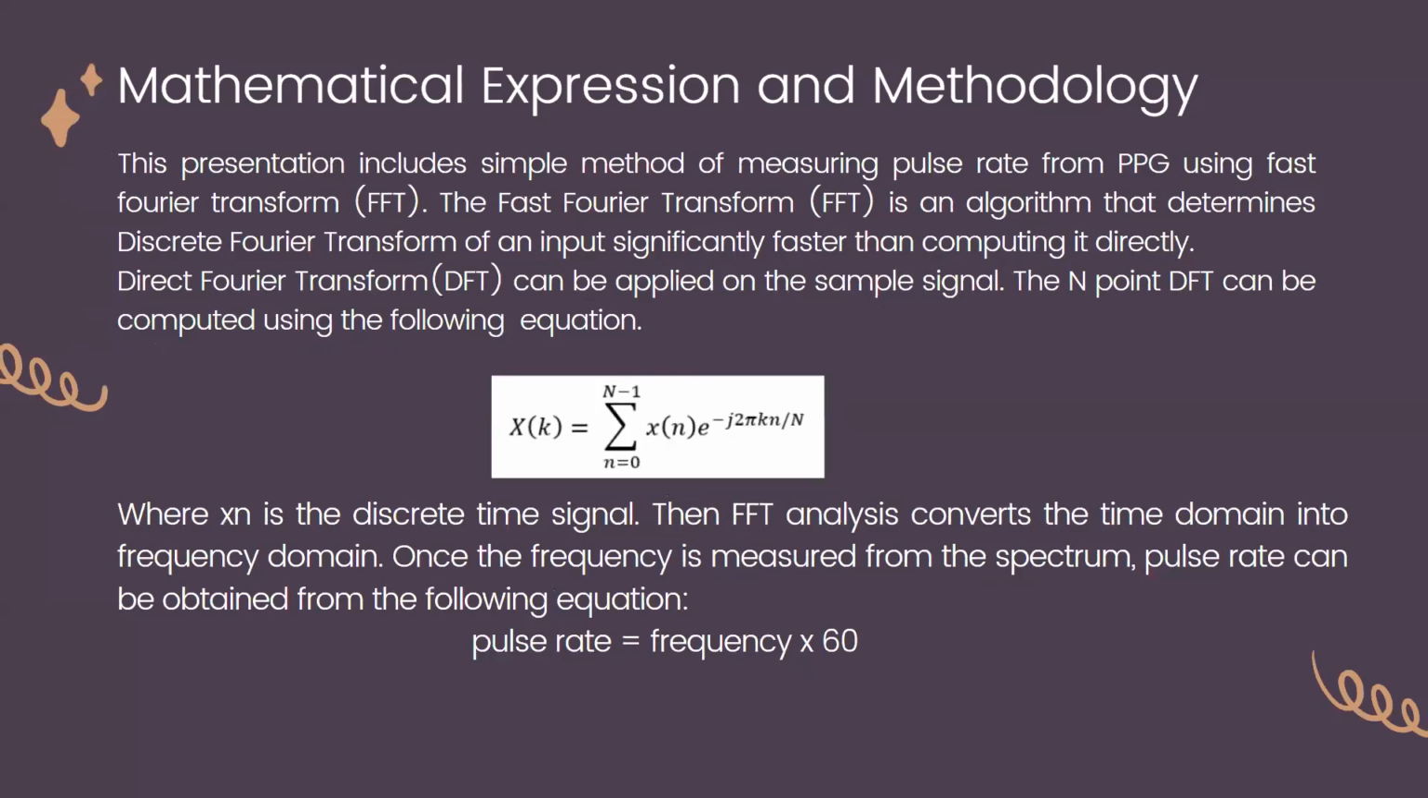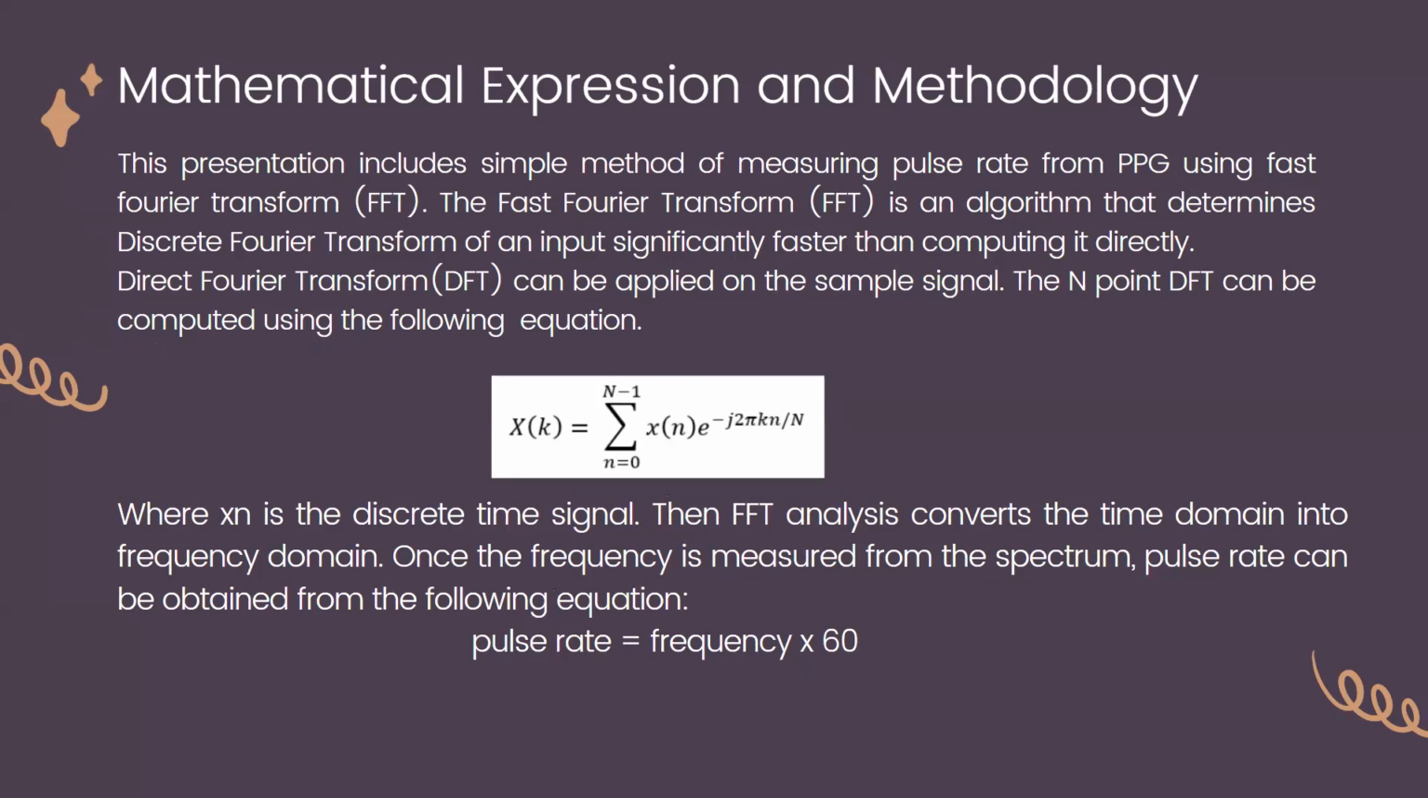Now we will look at the mathematical expression and methodology. This presentation includes a simple method of measuring pulse rate from PPG using the fast Fourier transform, FFT. The FFT is an algorithm that determines the discrete Fourier transform of an input significantly faster than computing it directly. DFT can be applied on a sample signal.